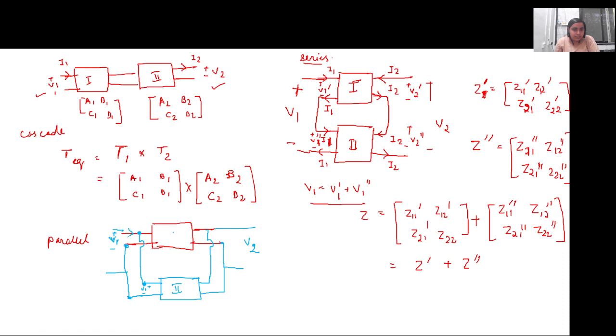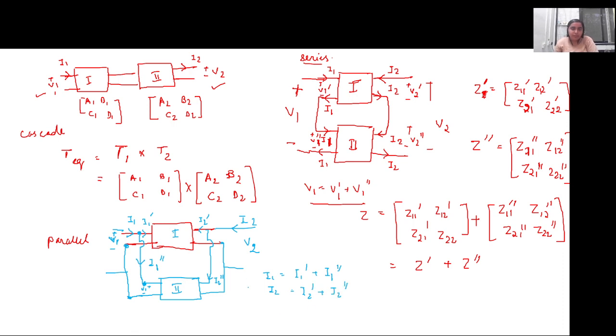In this case, the input current I, on the input side, gets divided into both the networks as I1 dash and I1 double dash. This is network 1. Similarly, the net output current I2 will be a summation of I2 dash, which is entering the first network, and I2 double dash. So basically I1 will be equal to I1 dash plus I1 double dash, and I2 will be equal to I2 dash plus I2 double dash.